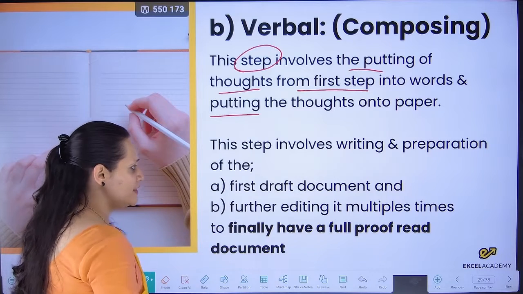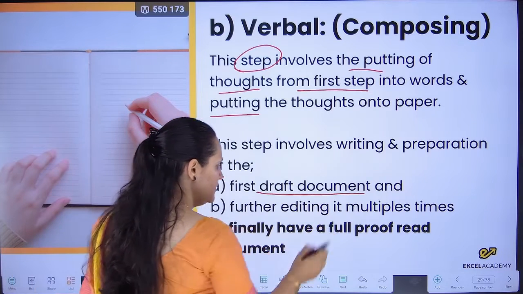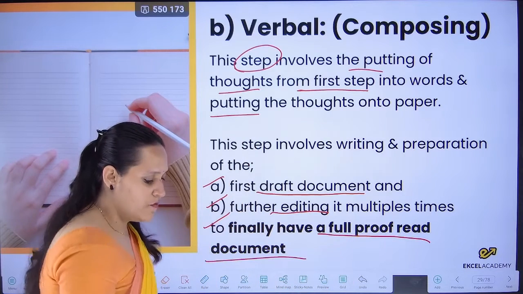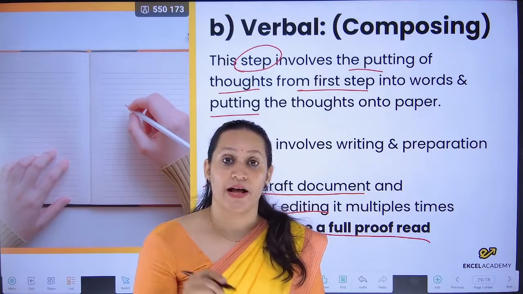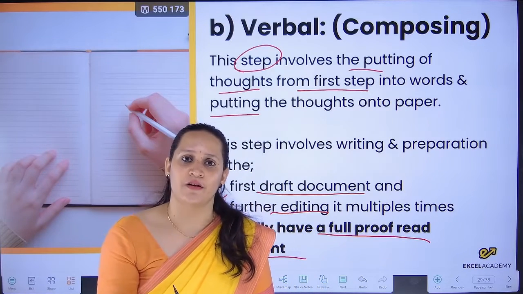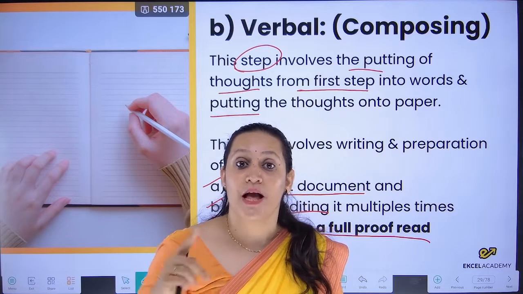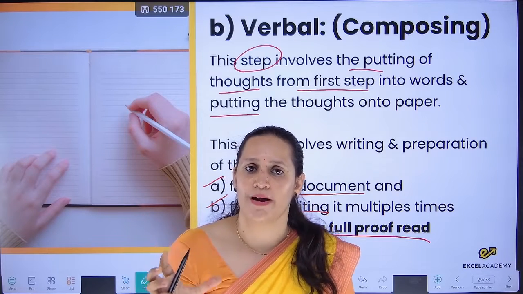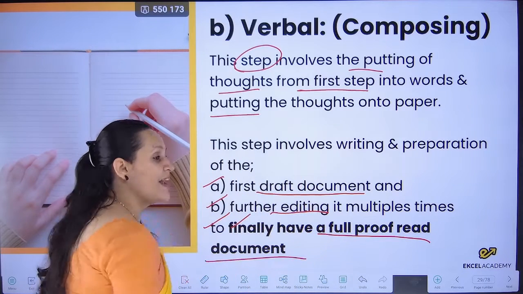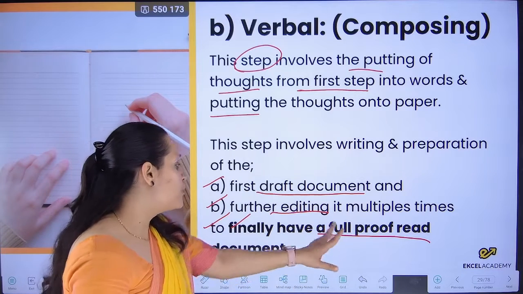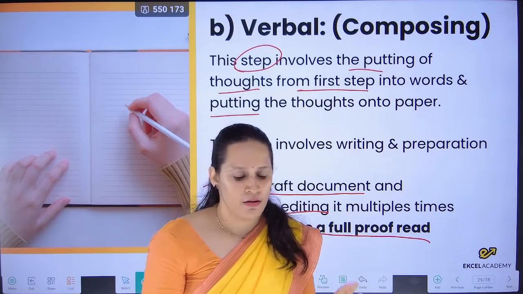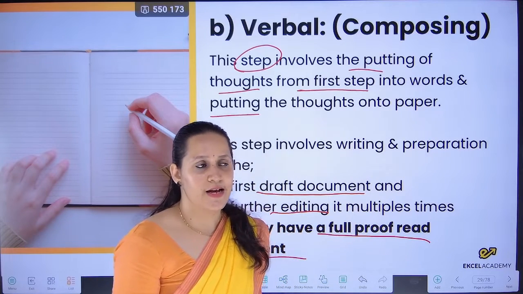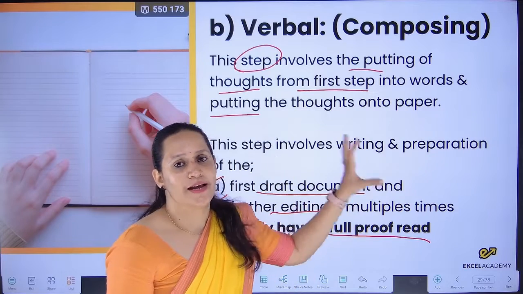It involves various steps, that is first draft document, editing the document and finally having a foolproof document. First we are going to make the draft, then we are going to read it again, find errors, make changes, make alterations. Multiple times we are going to do this, and once you are satisfied with the final set of document, that document is going to be called the final document, which is done. Necessary proofreading has been done. There is no grammatical error, no spelling error, no error with respect to concept or facts of the case. That is putting your thoughts into writing.